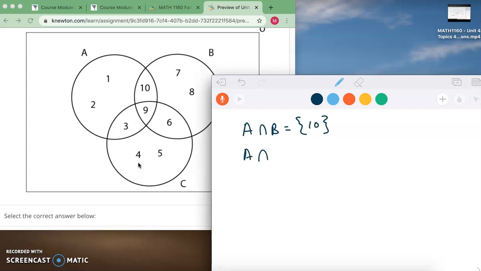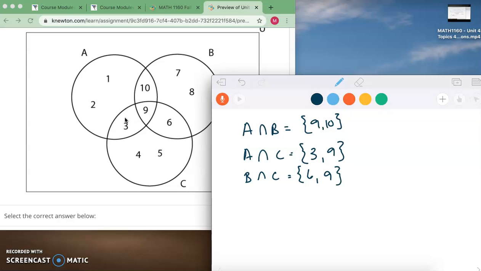A intersect C is 3. Oh, I take that back. I'm sorry. Hold on. A intersect B is actually both of these. I missed that 9 in the middle. So it's 9 and 10. And then A intersect C is actually 3 and 9. And then we have B intersect C, which is 6 and 9.